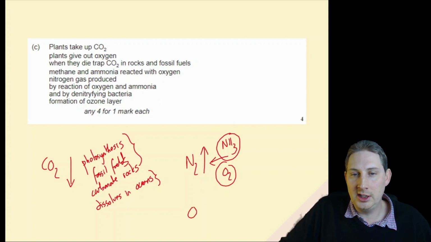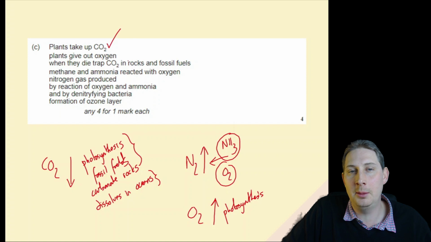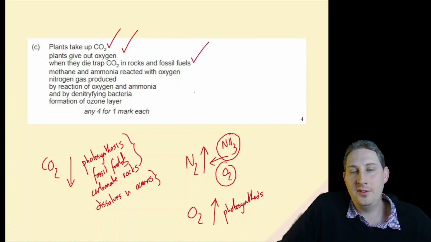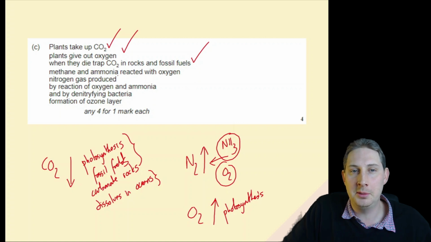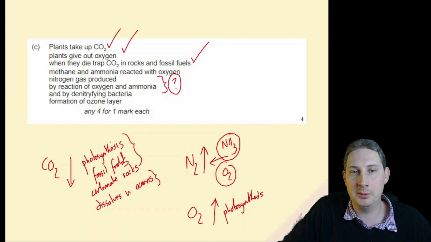Why did oxygen go up? Well, oxygen went up because, again, of photosynthesis. So the marks I think you should have got is that the plants take up carbon dioxide due to photosynthesis and give out oxygen. Carbon dioxide is trapped in rocks and fossil fuels. And the 4th mark you may or may not have got, but the fact that nitrogen gas is produced by the reaction of oxygen and ammonia. So if you got that one, very well done. Don't worry so much about the others.